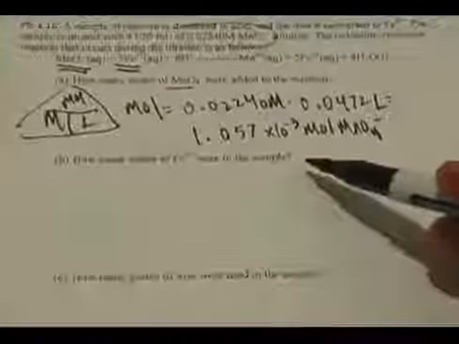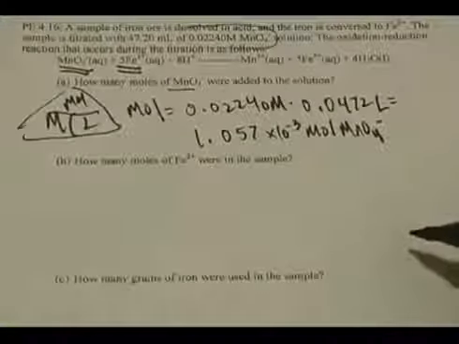Multiply those two together, and it turns out that we get 1.057 times 10 to the negative third moles of the MnO4 minus that were added. That's letter A. Letter B, how many moles of Fe+2 were in the sample? Well, now it's like we're in step 3 of a solution stoichiometry problem, because we take our 1.057 times 10 to the negative third moles of MnO4 minus, and we're going to relate the MnO4 minus to the Fe+2.